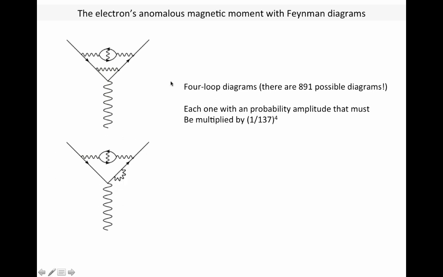These are 4 loop diagrams because if you count the number of closed loops in them, you'll find that there are 4 of them. Each of these diagrams has 1, 2, 3, 4, 5, 6, 7, 8, 9 vertices. So the probability for this process is proportional to e to the power of 9. So these processes are 137 to the power of 4 times less likely than the simplest process. But again, we're measuring this interaction to such accuracy that we need to include these in our calculation.